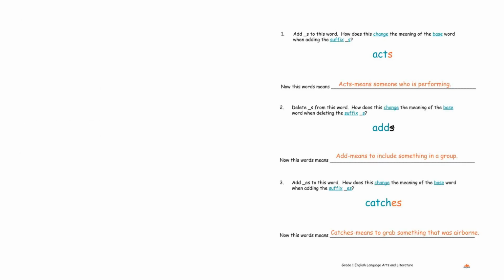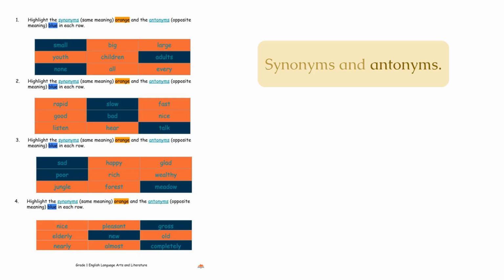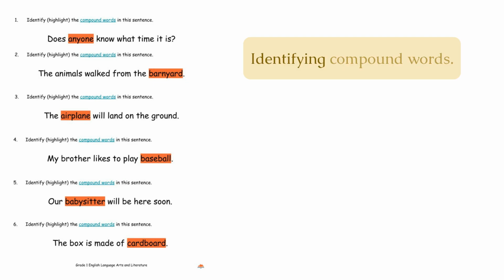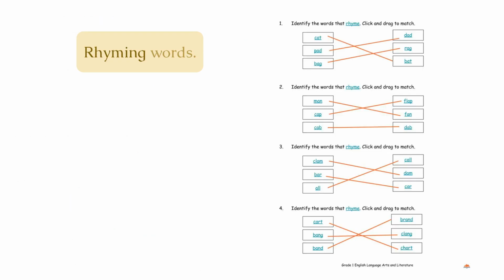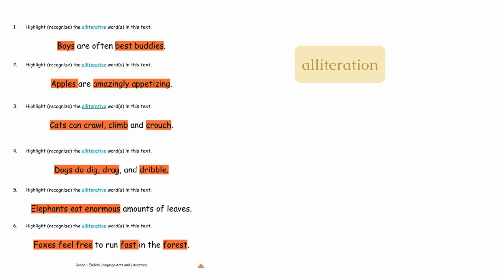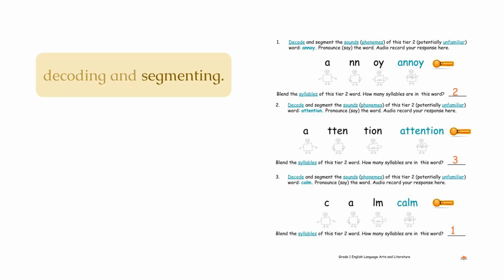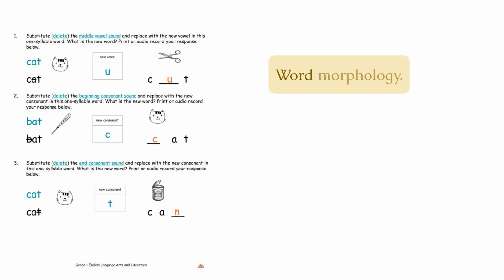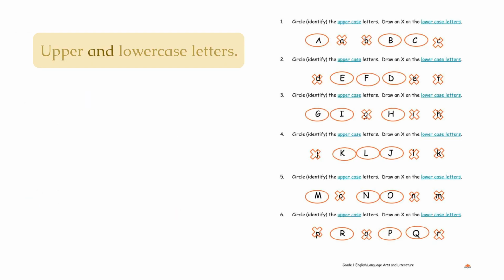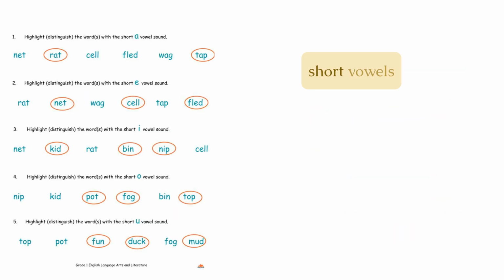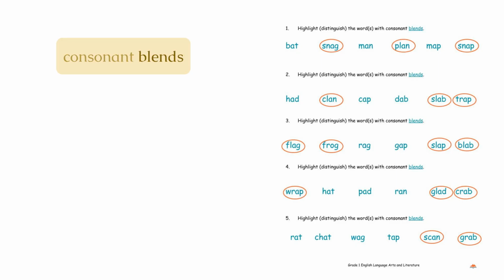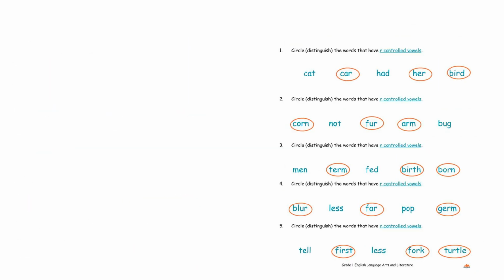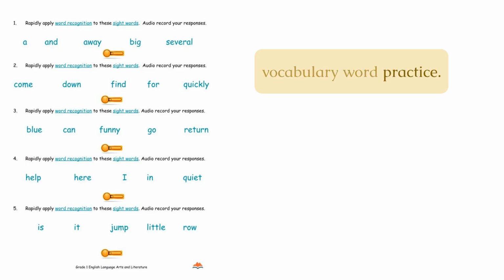Adding and deleting suffixes. Synonyms and antonyms. Creating compound words. Identifying compound words. Rhyming words. Alliteration. Decoding and segmenting. Reading strategies, poetry, and songs. Word morphology. Upper and lowercase letters. Short vowels. Consonant blends. Long vowels. Bossy letter R vowels. Vocabulary word practice.